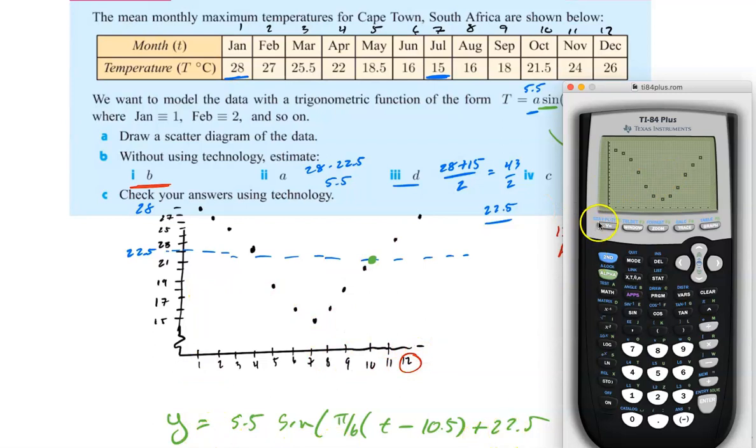Anyway, now let's talk about how to check our answers using technology. So we're gonna type this into our calculator. I'm gonna go y equals, and we're just gonna type that in. 5.5 sine pi over 6. So there's pi's right here. Oh, caret, second caret. There you go. Divided by 6. Parentheses. T. Now I don't have a t, we just use x. That's the rule of the calculator. Just use x. Minus 10.5. Close it. Close parentheses. Very important. Close parentheses. Plus 22.5.